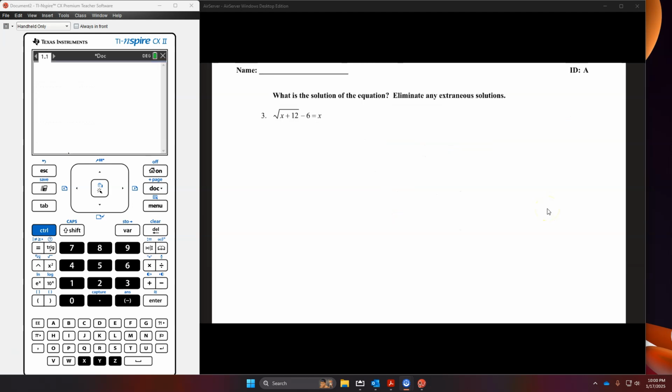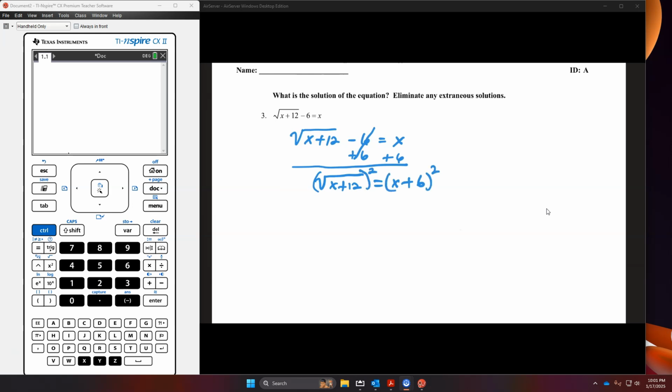Number 3, what is the solution of this equation? So we have the square root of (x plus 12) minus 6 equals x. We want the radical by itself, so we have to add 6 to both sides. The -6 and the +6 are eliminated. So on the left side, you have the square root of (x plus 12) equals x plus 6. To undo the radical, you have to square both sides.